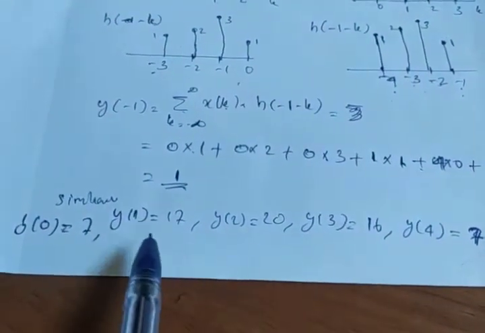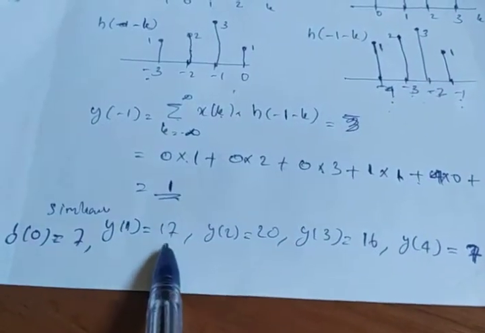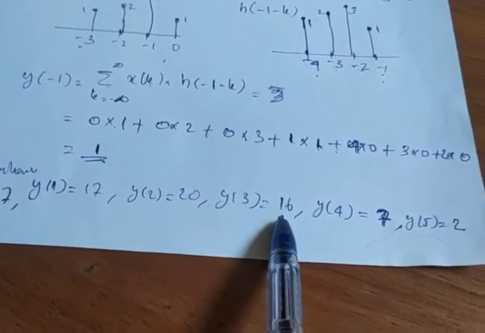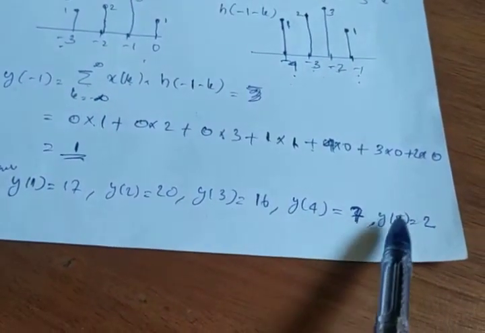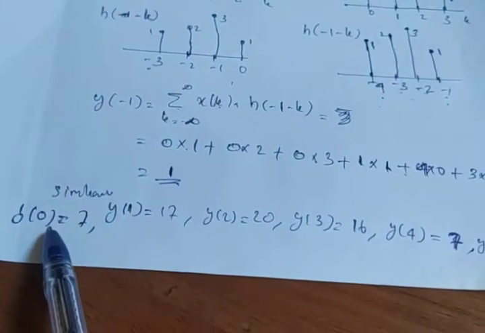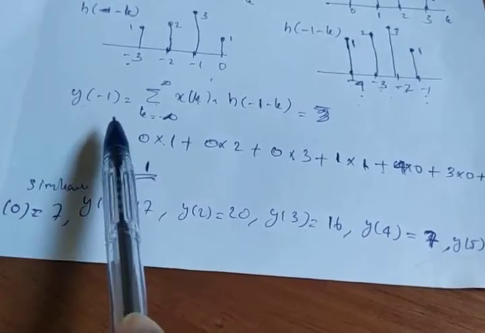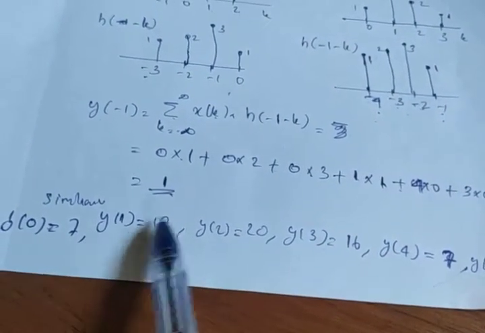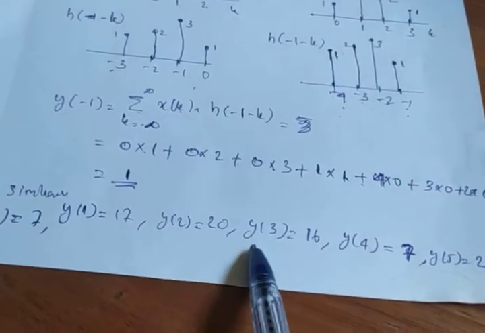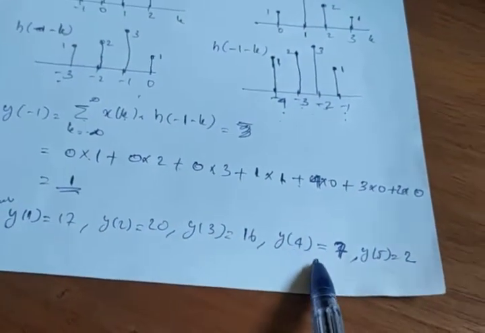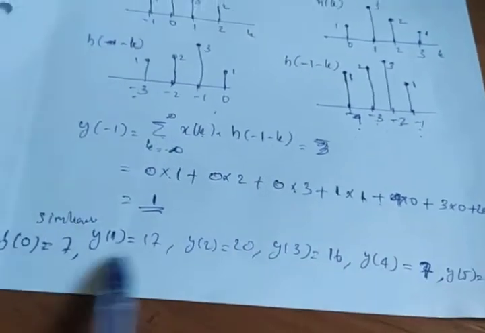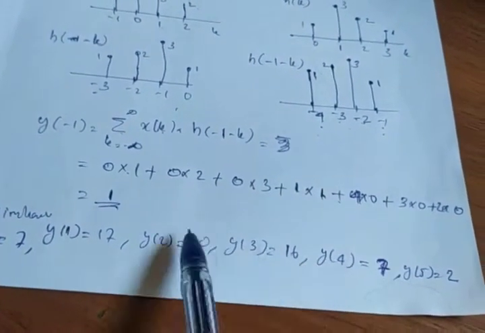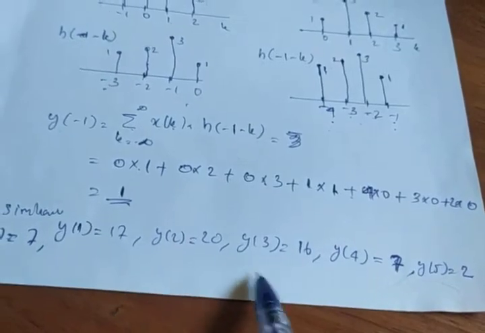I'll show the values. For y of 1 it is 17, y of 2 it is 20, y of 3 it is 16, y of 4 it is 7, y of 5 it is 2, and y of 0 it is 7. So y of 0 is 7, y of 1 is 17, y of 2 is 20, y of 3 is 16, y of 4 is 7, y of 5 is 2. So for all these terms you have to find out. This is a homework. You have to do all this, okay, and verify whether it is right or wrong.